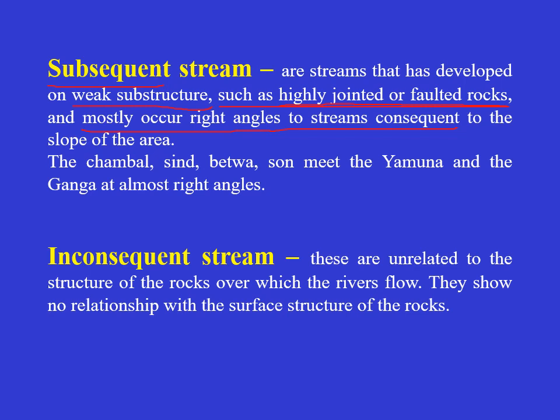And the last type, that is the inconsequent stream. These streams are not related at all to the structure of the country rocks over which the rivers flow. So they show no relationship with the surface structure of the rocks. These are known as inconsequent streams.